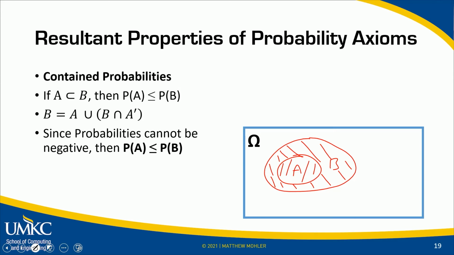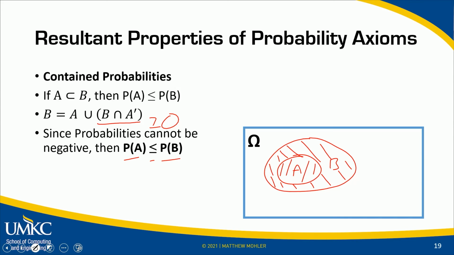Since probabilities cannot be negative, that means that this probability of B intersected with A complement has to be greater than or equal to 0. And in that case, that means that the probability of A must then be less than or equal to the probability of B.